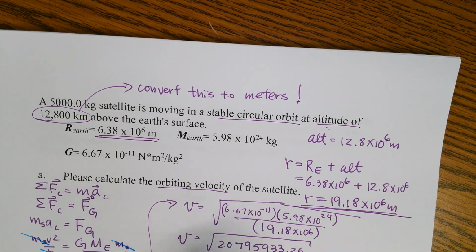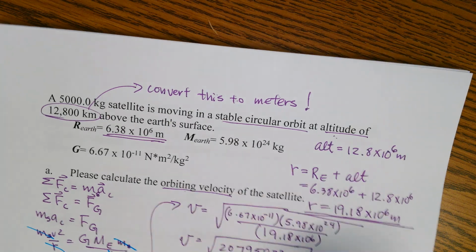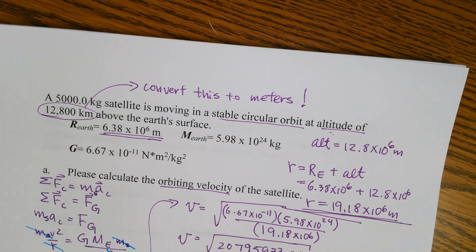This is the orbiting velocity, speed. That is approximately 10,196.8 miles per hour. So that's pretty fast.